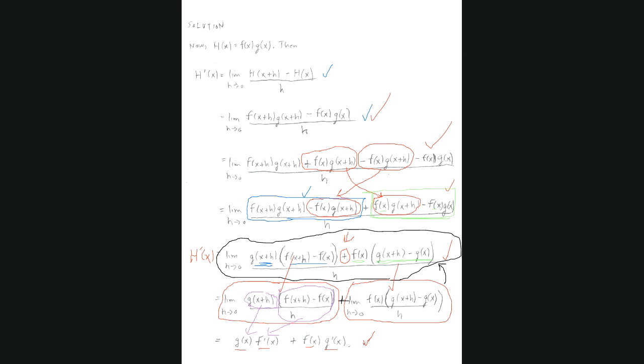Similarly, for the second limit, as h approaches 0, f of x isn't dependent on h, so that's just going to stay f of x. In fact, f of x can be brought out in front of the limit. What you're left with for the second part is the limit as h goes to 0 of g of x plus h minus g of x over h, and that's going to go to g prime of x.